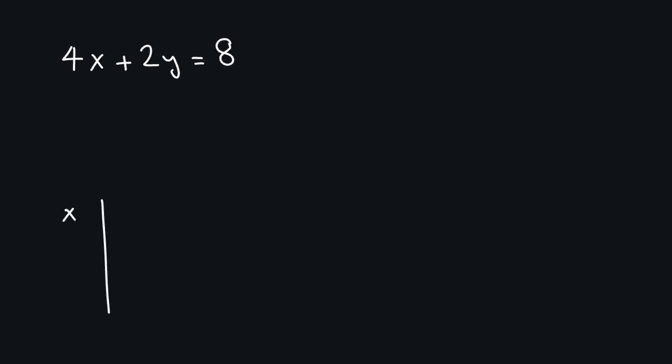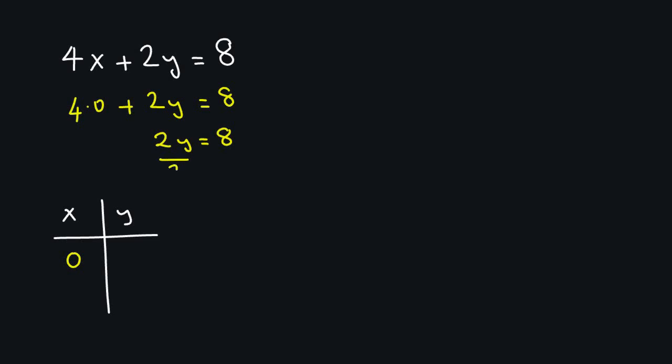So let's say this is my xy table, and I will give some random values to x. I will start with 0. So I will substitute 0 for x in the given equation. 4 times 0 plus 2y will be 8. So 4 times 0 is 0, which means I have 2y equals 8. Since I need just y, I will need to divide both sides by 2. The 2's on the left side are cancelled out, so I have only y. On the right side, 8 divided by 2, 4. So when x is 0, y becomes 4.